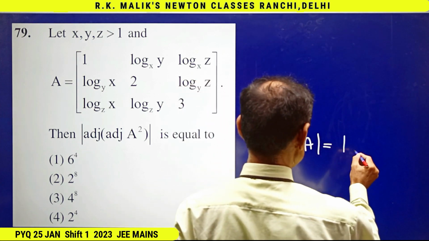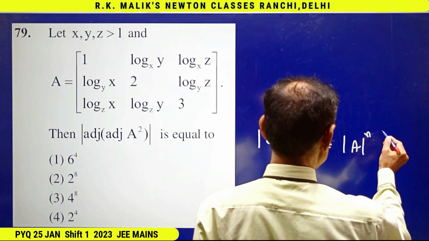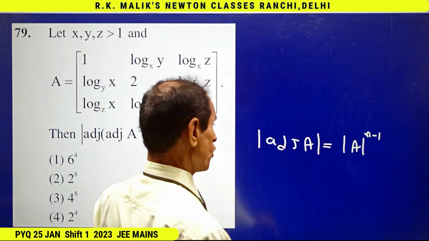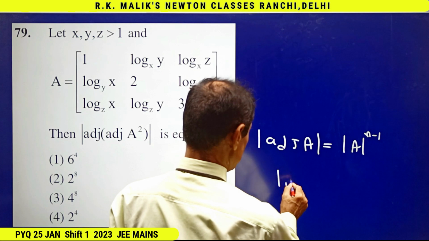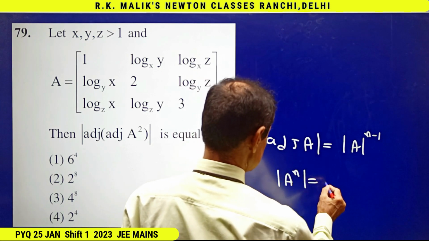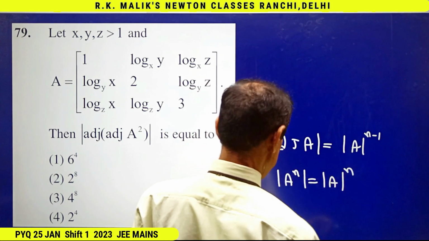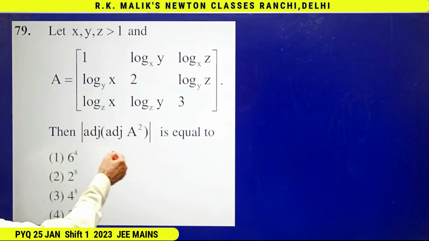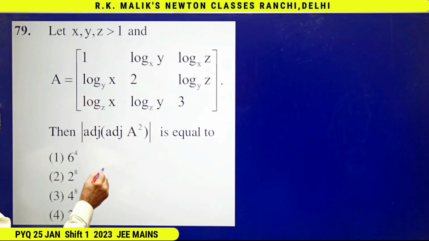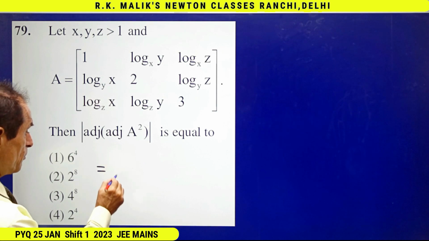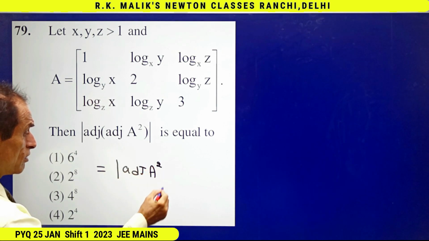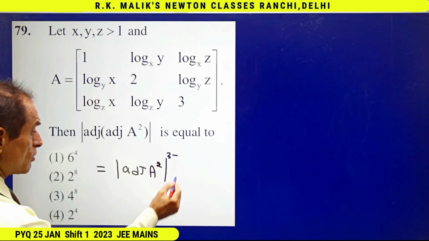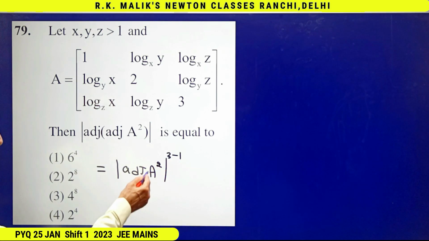determinant of adjoint A is equal to determinant of A to the power n minus 1, where n is the order of the matrix A. And the second thing to be remembered is determinant of A to the power n is determinant A to the power n. Now this implies that this is equal to determinant of adjoint A square to the power 3 minus 1, because A square is a matrix of order 3 by 3.